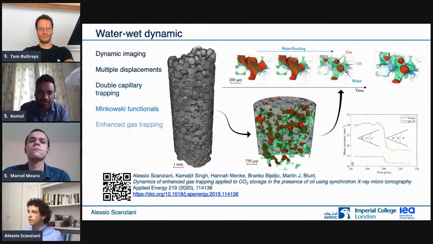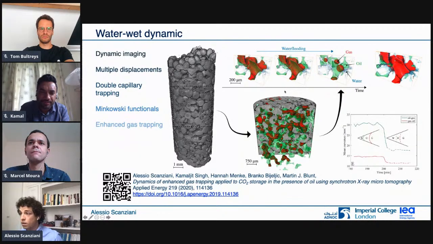If we re-inject water after gas injection, we see that the water pushes oil, which traps the gas in the center of the pore space. This mechanism allows the gas to be trapped in the pore space, and with further water injection, the gas is not produced. This capillary trapping mechanism is very important for carbon capture purposes.